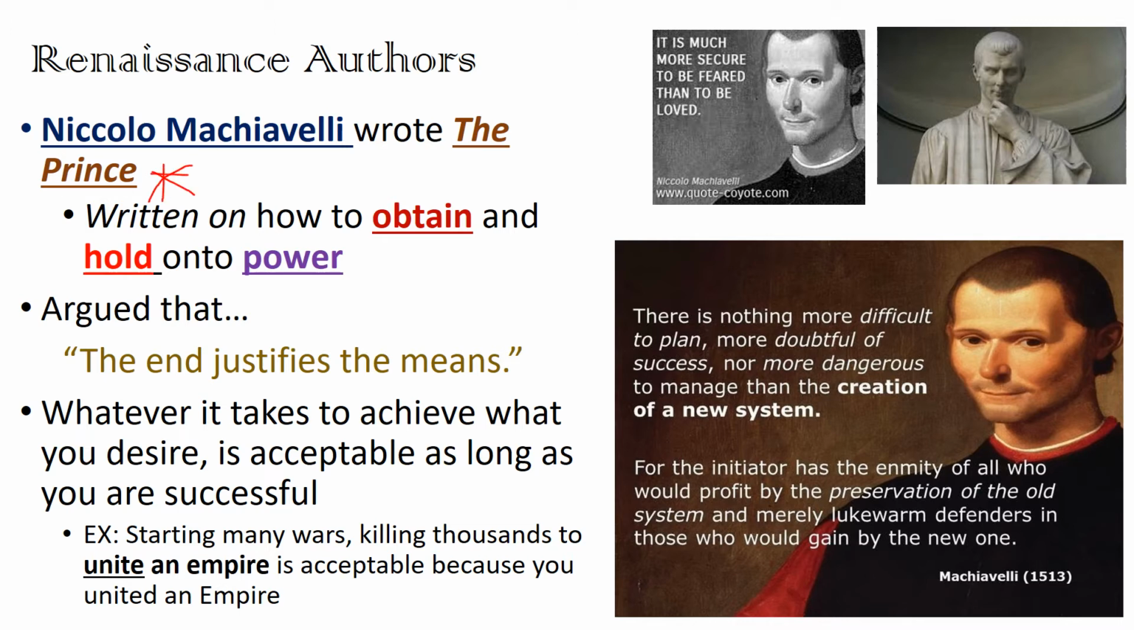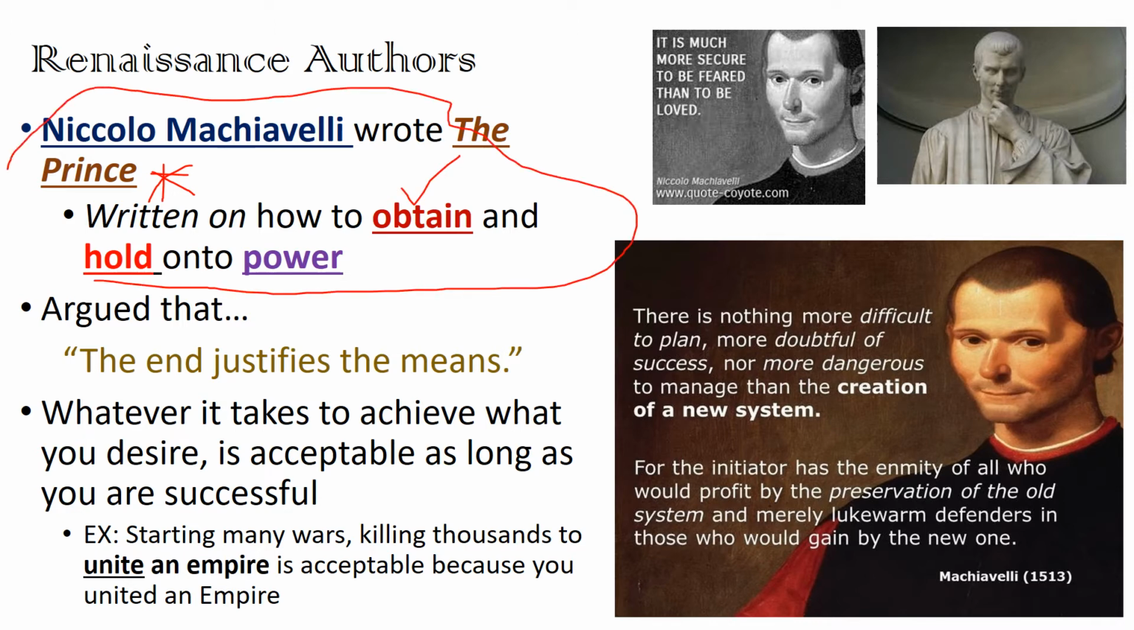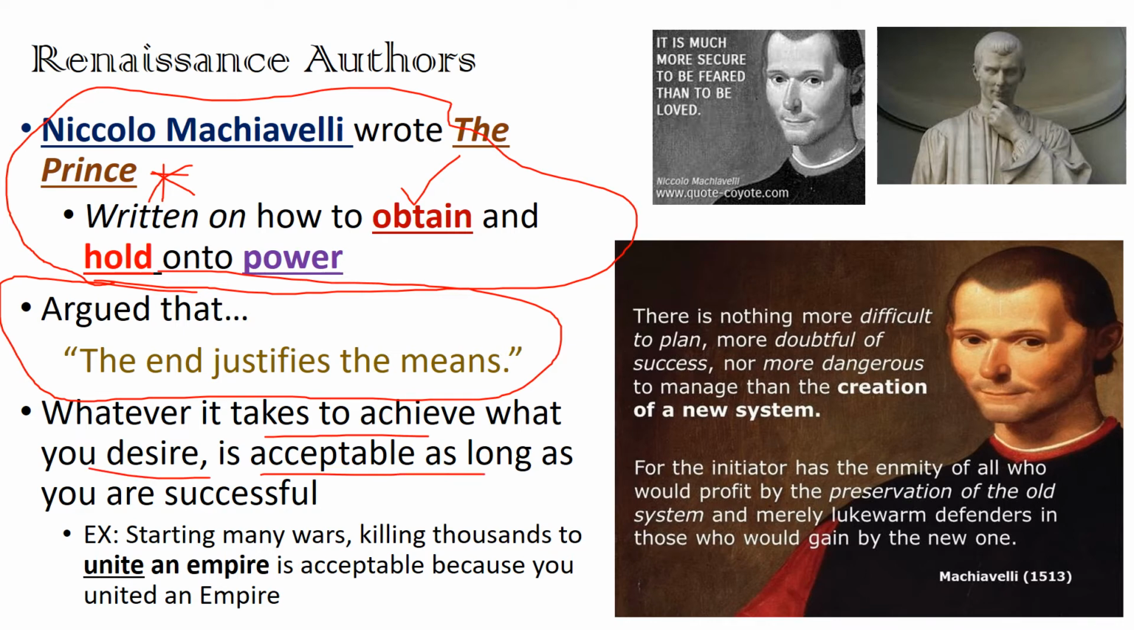Let's just be honest. The Prince is a relatively aggressive text that is written on how to obtain and hold on to power. And if you read it today, it's a little dark. It's pretty dark in terms of what it says. And one of its biggest arguments is the end justifies the means. That means whatever it takes to achieve your goal, that's acceptable as long as you are successful.